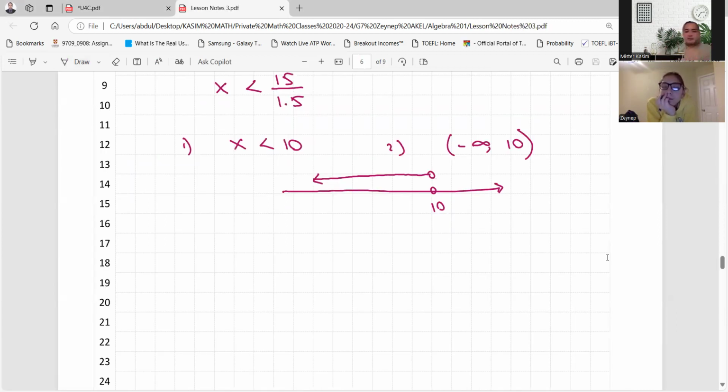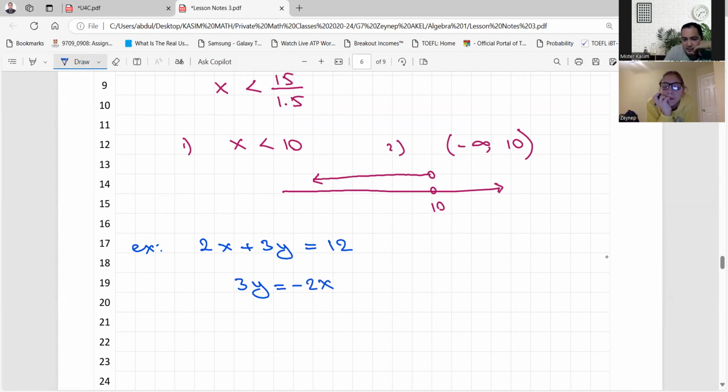I can show you one example. Suppose that we need to solve this equation for y: 2x plus 3y is equal to, let's say, 12. How do you solve for y? We need to isolate it. First, move 2x to the right-hand side. So 3y equals negative 2x plus 12. Now divide both sides by 3. So y is equal to negative 2 over 3 x, and 12 divided by 3 is 4.